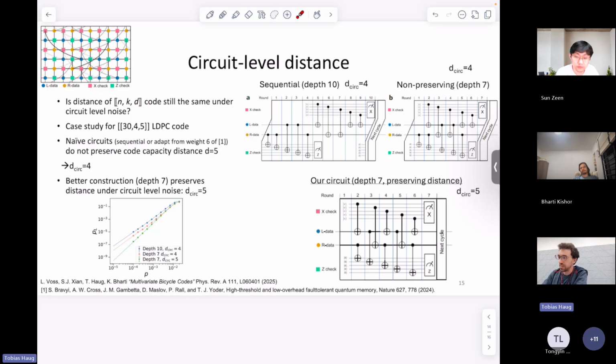But we can make case studies. So we made a case study for a particular code, a particular LDPC code, but it doesn't matter. It's some kind of code, a [[34,4,5]] code. So it has distance 5. This is important. And then you can try different ways to read out the syndromes, right? So basically, there's a code. It looks like this here. And there's a bunch of syndrome measurements you have to perform.